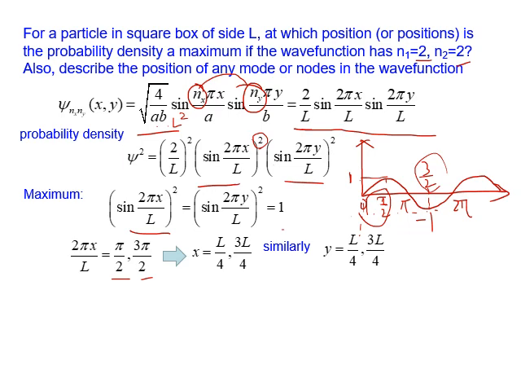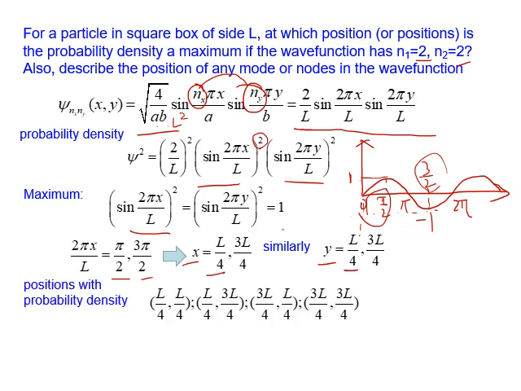So where is the location for the 2D box? You should combine x and y. So you have 4 possibilities. This is combined with this, all right, and that gives you the 4 possibilities. So this is due to x, and this is due to y.